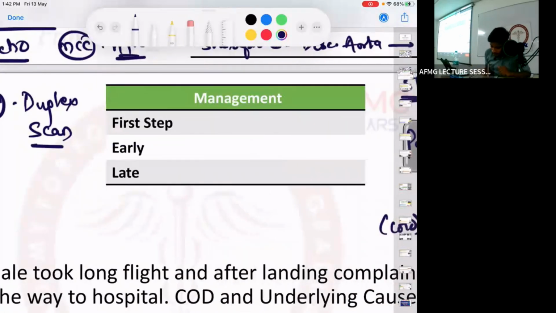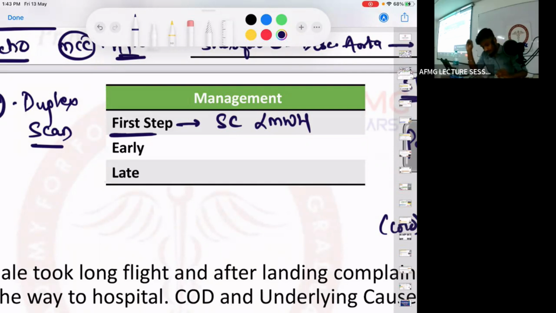If I talk about management, what is the first step in management? To prevent the extension of thrombus, that means the thrombus should not increase in size. We will give subcutaneous low molecular weight heparin. What is the first step to be given in embolism? Subcutaneous low molecular weight heparin.